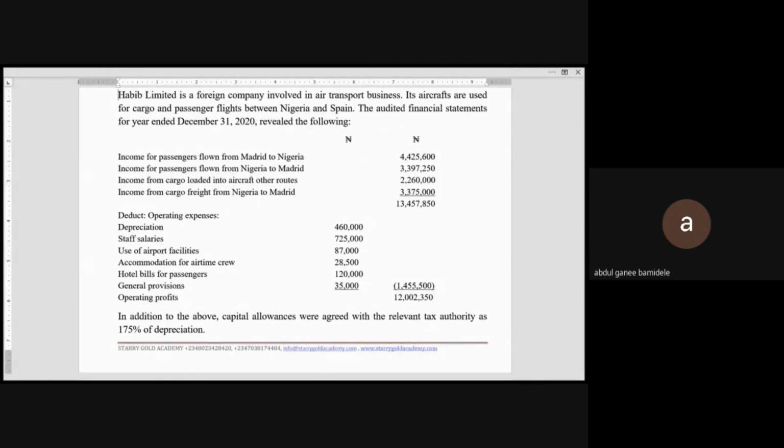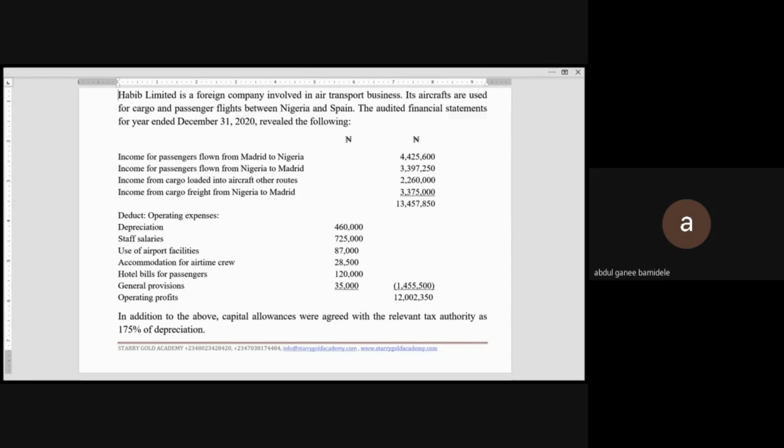Income from cargo loaded into aircraft on other routes. Is it taxable in Nigeria or not? It's not. Why?